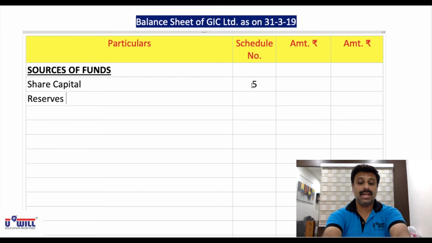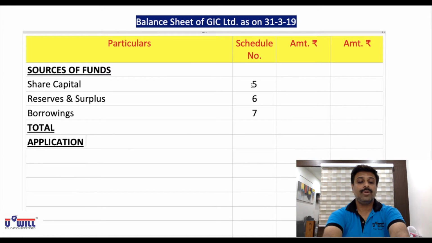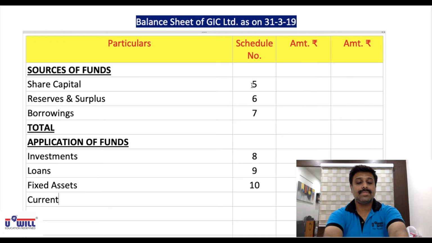Then we will have reserves and surplus, that will show in schedule number 6. Then borrowings, that will show in schedule number 7. So only 3 sources of funds are there. Then we directly show application of funds. In that we will have very first investments, schedule number 8, then loans, schedule number 9, then fixed assets, schedule number 10, then current assets.